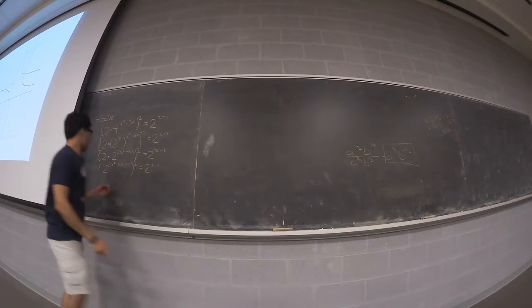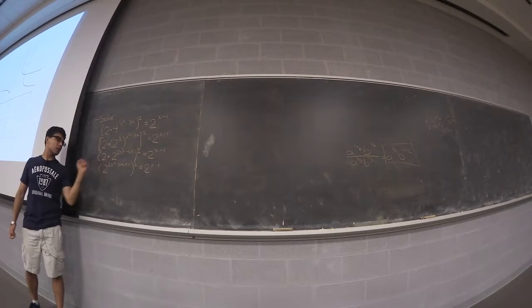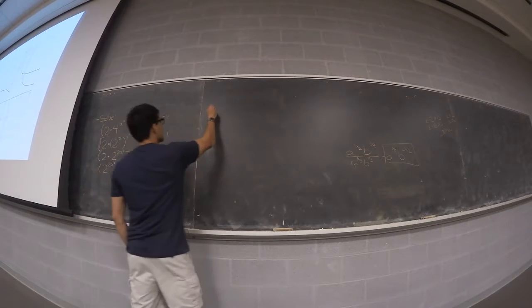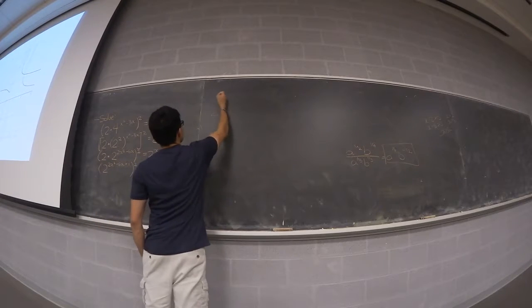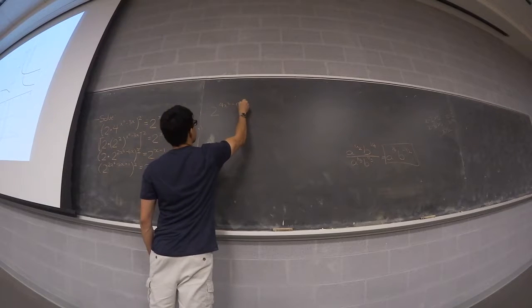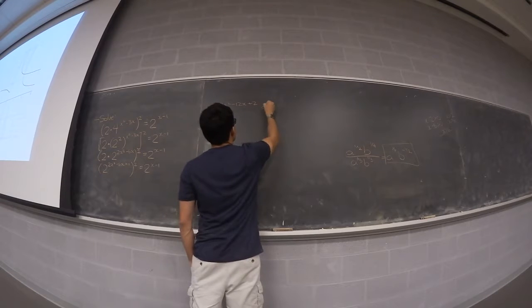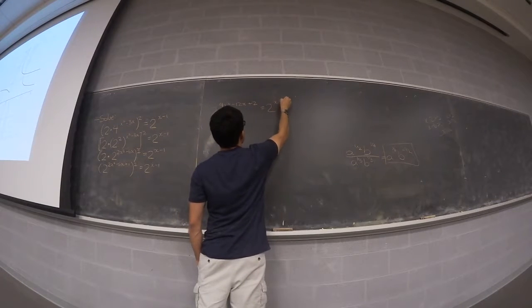Okay. 2 to the something squared, 2 to the something all squared is the same as 2 to the 2 times something. So that 2 becomes a 4, that 6 becomes a 12, that 1 becomes a 2. 2 to the x minus 1. Hey, goody goody.